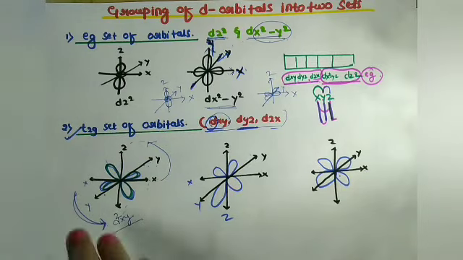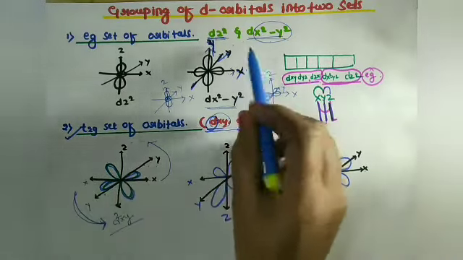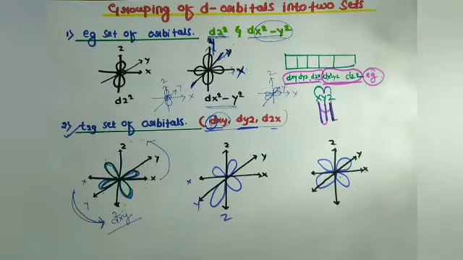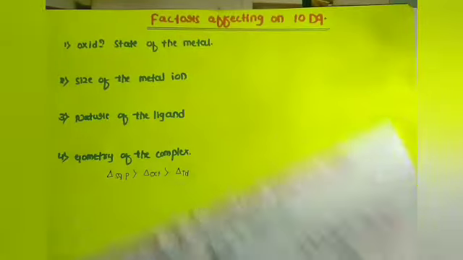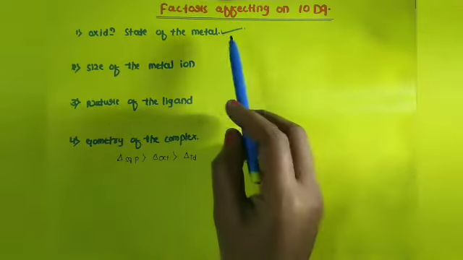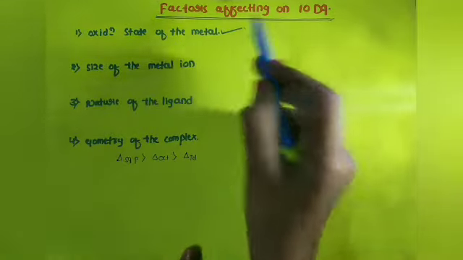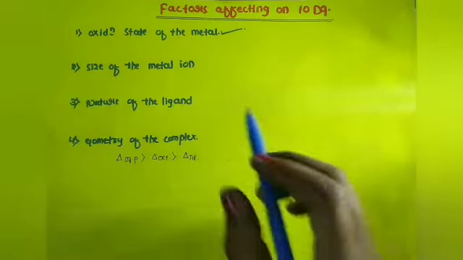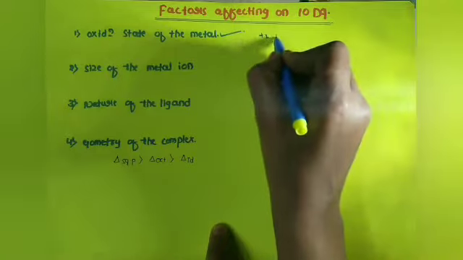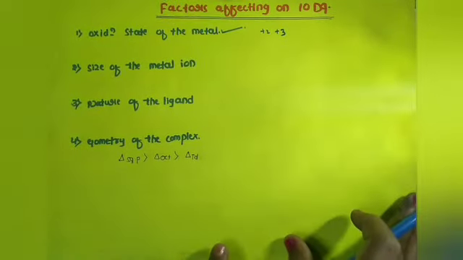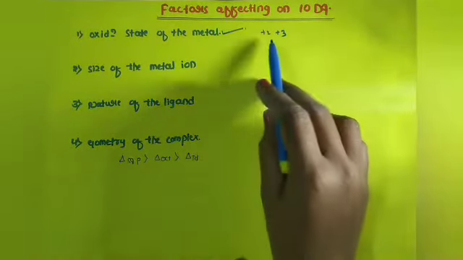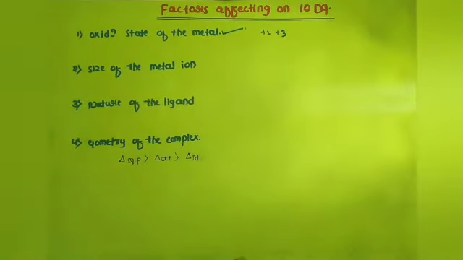Okay, so these are the groupings of the orbitals. It is also one of the main important postulates belonging to the crystal field theory. So next one is factors affecting 10Dq. Your first factor is the oxidation state of the metal. In the oxidation state of the metal, +2 and +3 charges, it increases the inter-electronic repulsion at closest distance.